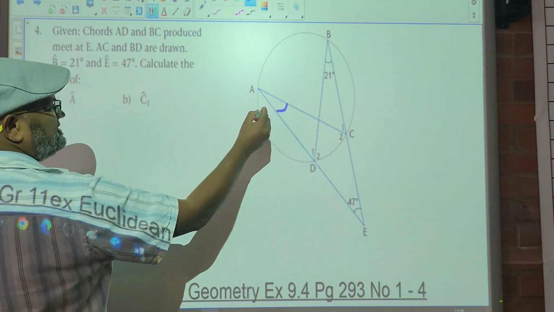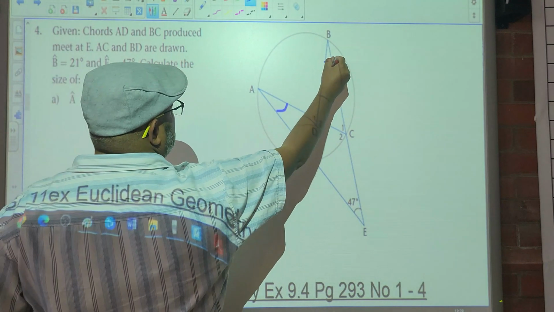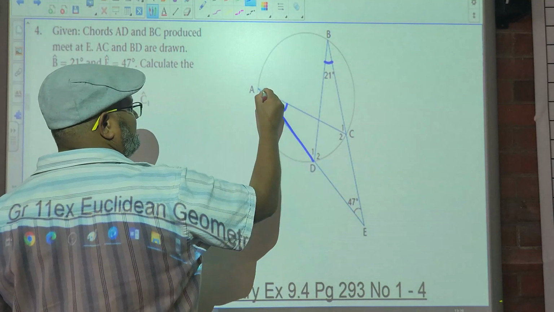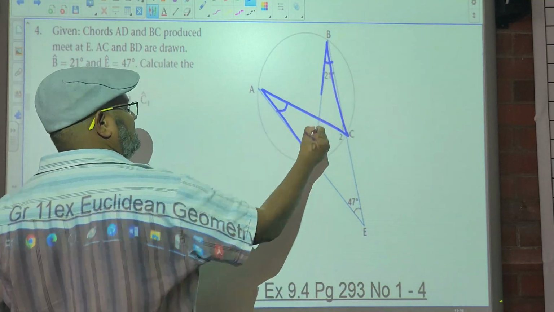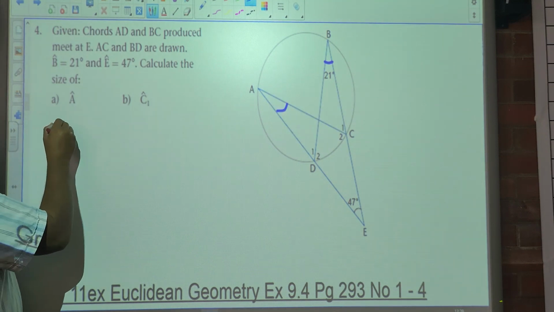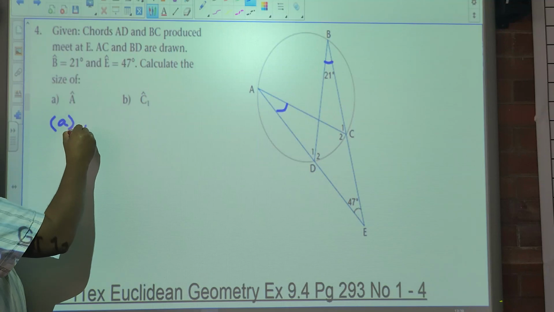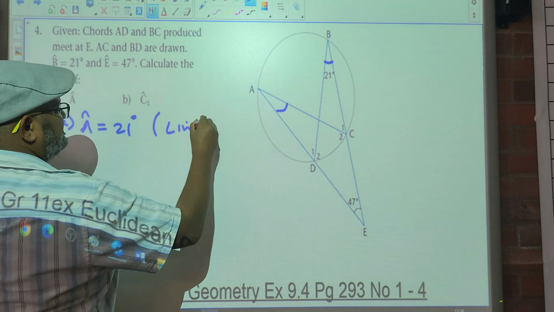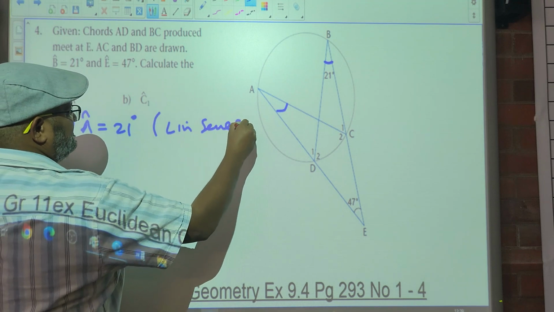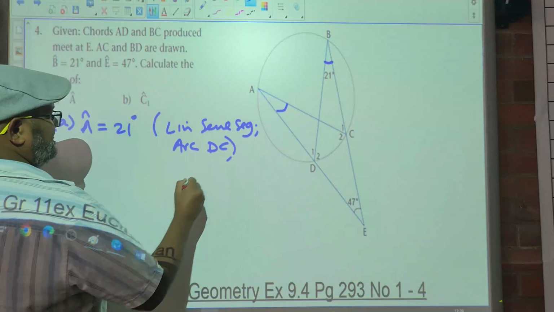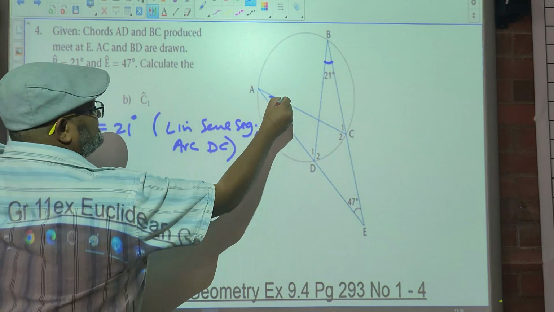So angle A is the same as angle B. Why? Angles in the same segment. So angle A is of course 21 degrees. Angles in same segment, and it's coming from arc BC. So there's 21 degrees.